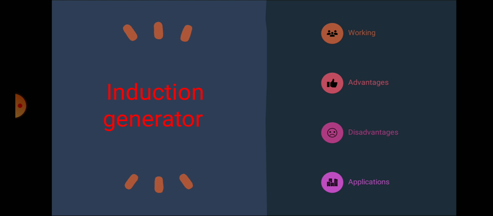Hello students, good morning. Today's topic is the induction generator and the synchronous induction motor. The first topic is the induction generator.